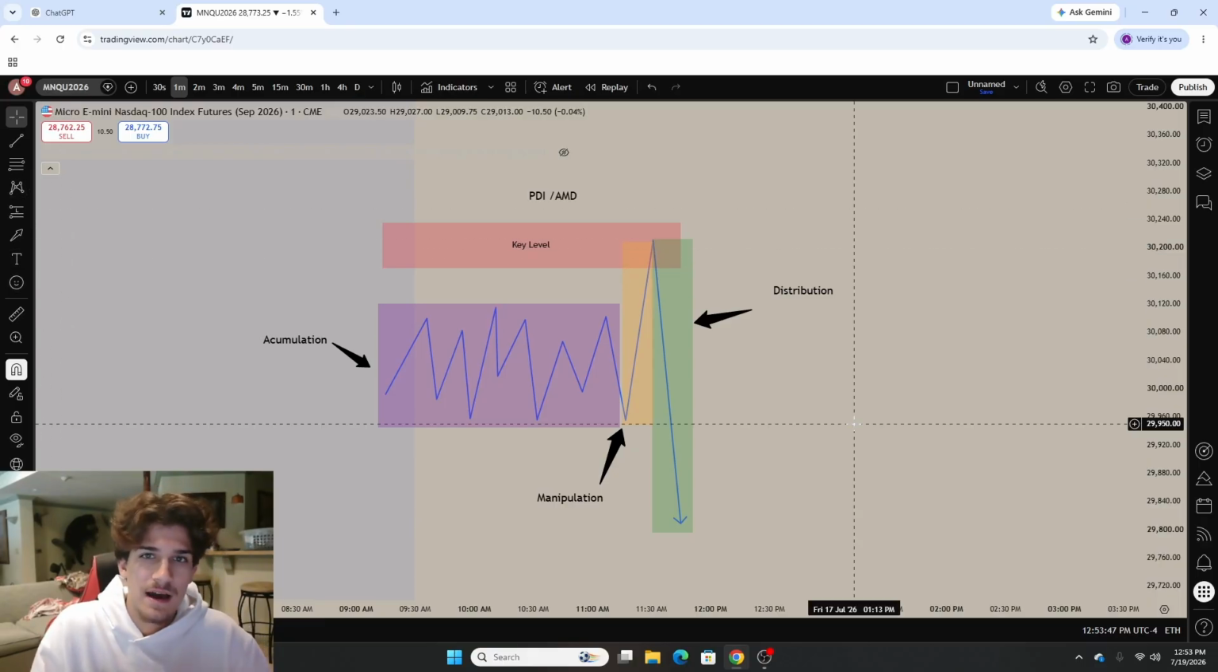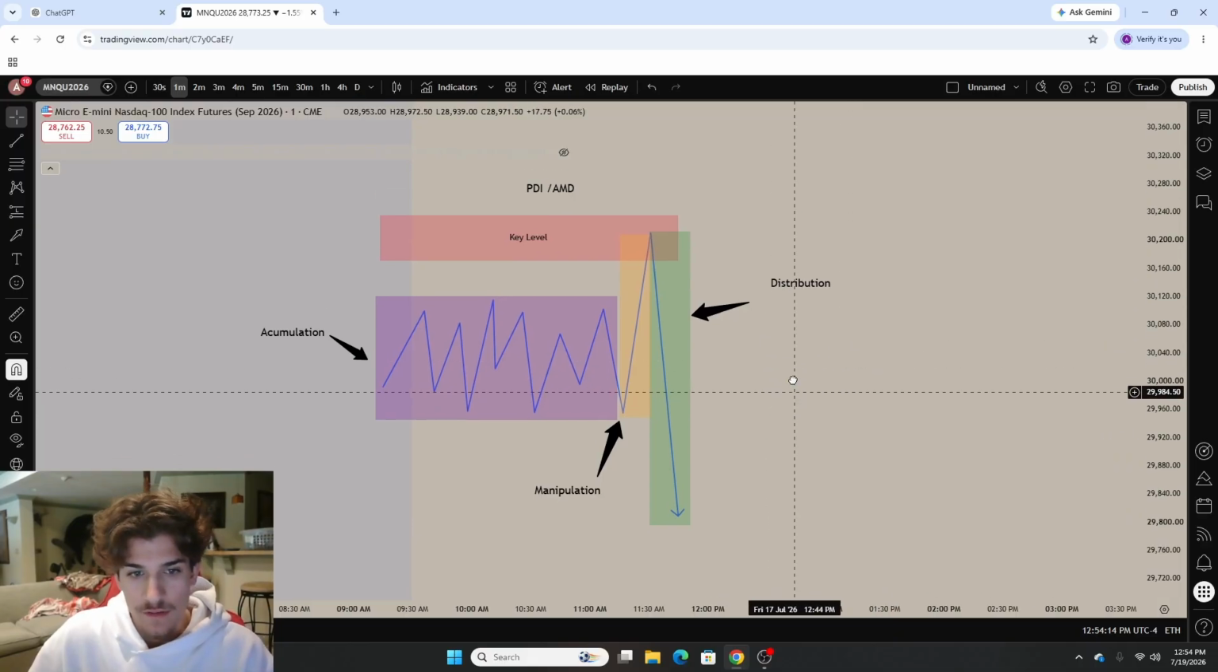All right, so the PDI model, also known as the AMD, is pretty simple and pretty self-explanatory. It's very much how the market moves, and you can see this happen on higher time frames, lower time frames, and there's definitely different variations of it. So first, I'm going to go over just the raw details of it, and then I'm going to show an example on the charts, and then I'm going to show a trade that I've taken with this strategy.